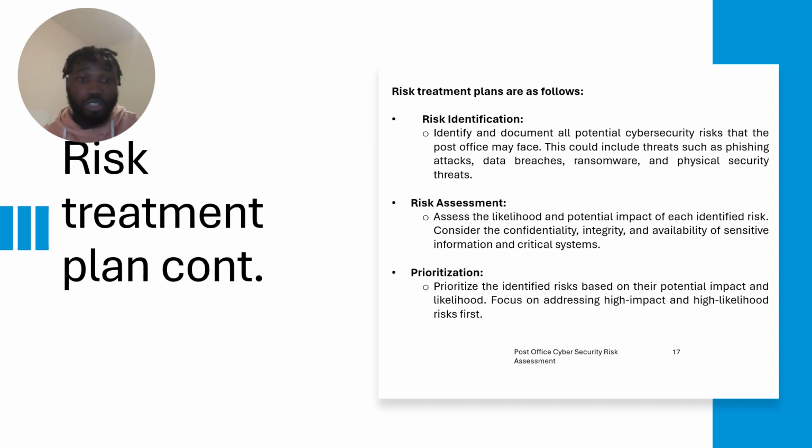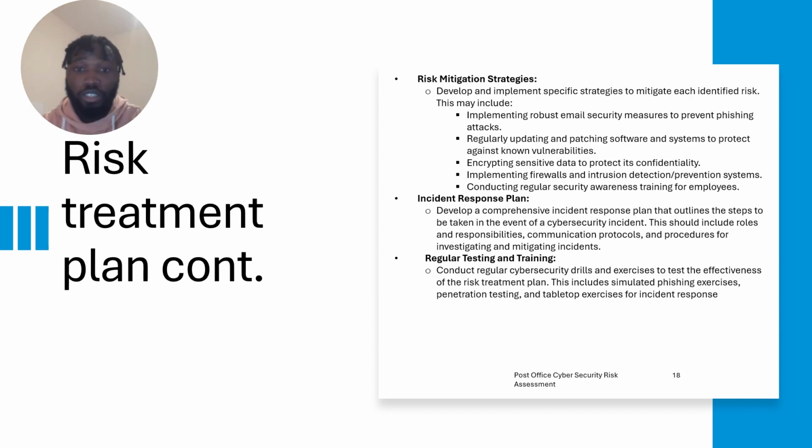That means we have to identify and document the potential cybersecurity risks that the post office might face, and we have the risk assessment. We also have prioritization, which is ranking the risks based on their potential impact and likelihood. Focus on addressing high impact and high likelihood risks first. We also have the mitigation strategy, which is developing and implementing specific strategies to mitigate each risk.